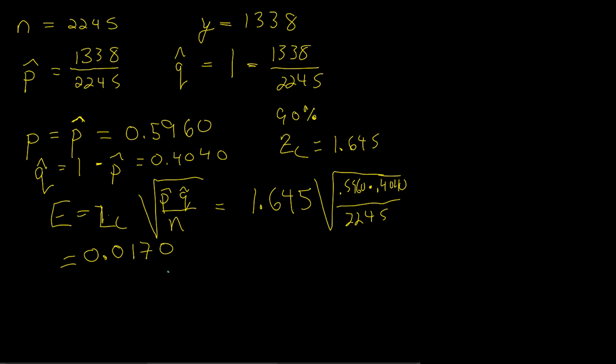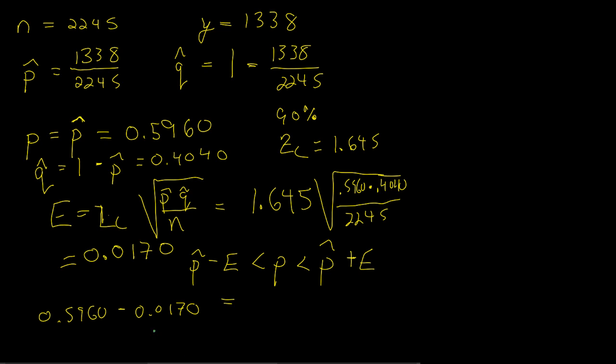Now our interval is the sample P minus the error on the lower end. I'm going to put the p-value in there, and the sample percentage plus the error on the higher end. So our lower end becomes 0.5960 minus 0.0170. And that gives the lower end of the interval.